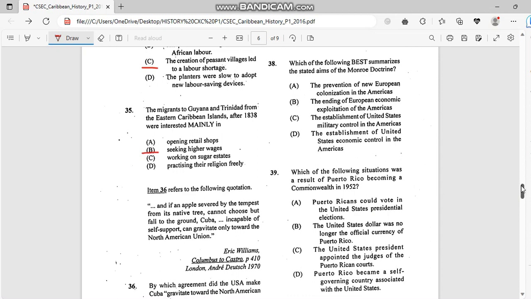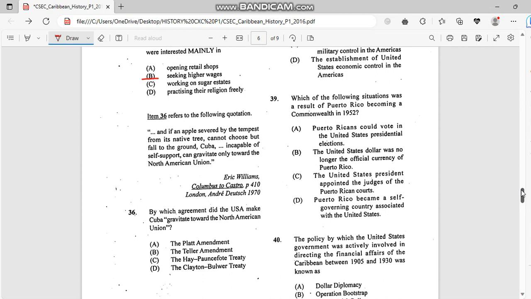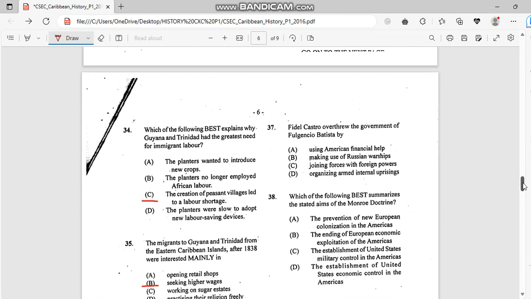Alright. Number 36. Item 36 refers to the following quotation. As if an apple severed by the attempts from the native tree cannot choose to fall on the ground, Cuba, incapable of self-support, can gravitate towards the North American Union. By which agreement did the USA make Cuba gravitate towards the North American Union? And it was the Platt Amendment. Alright. Number 37. Fidel Castro overthrew the government of Fulgencio Batista by, and it was joined forces with foreign powers.